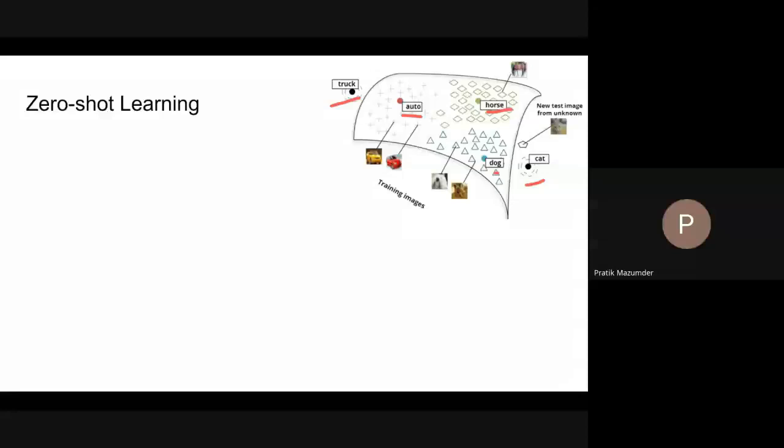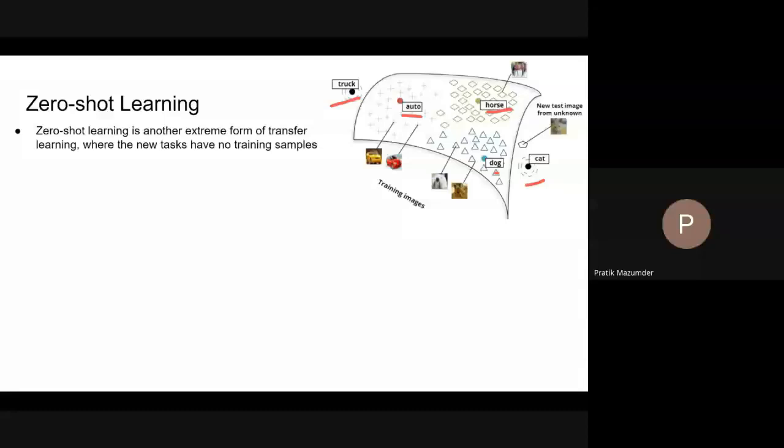This seems far-fetched, but actually it's one useful side effect of having transfer learning. So zero-shot learning is another extreme form of transfer learning where the new tasks have no training samples. And obviously in such a case, it's not directly evident how you will solve such a problem. Even in this case, you will have a set of two disjoint classes: seen classes and unseen classes. As the name suggests, seen classes are ones for which you have training samples, and unseen classes are those for which you do not have any training samples.